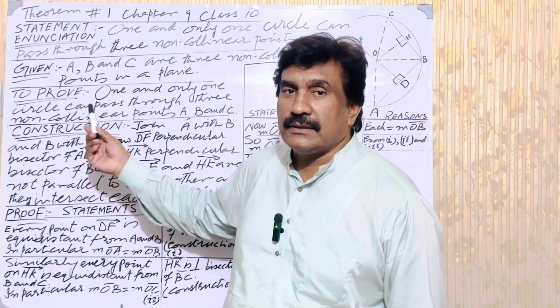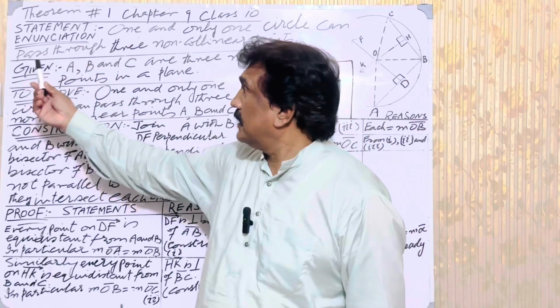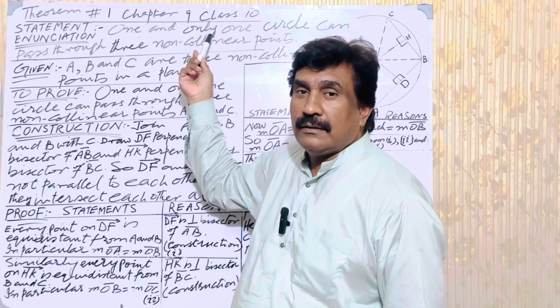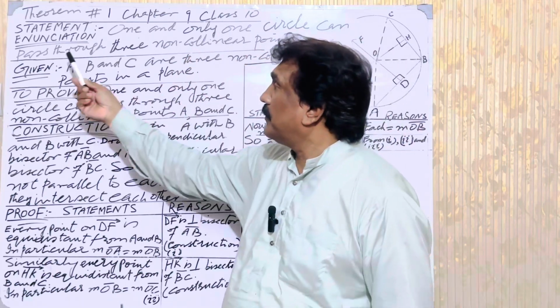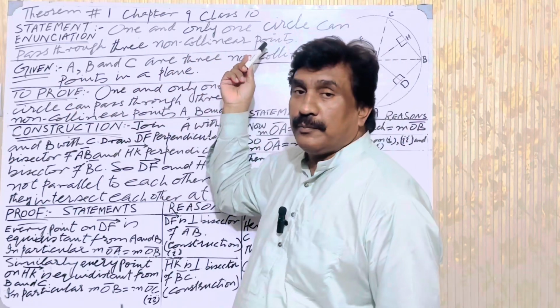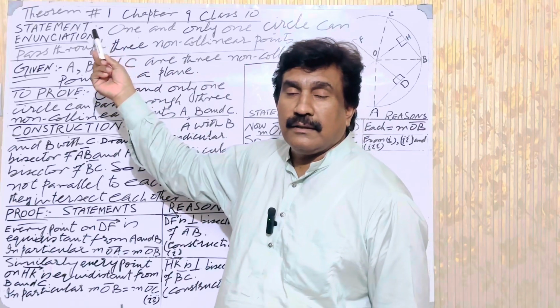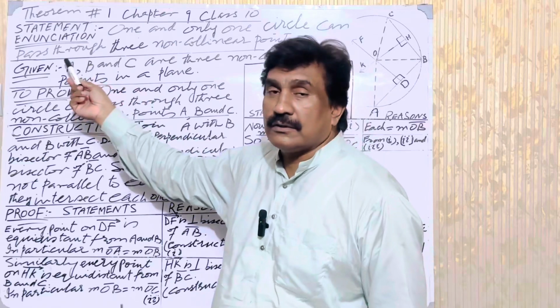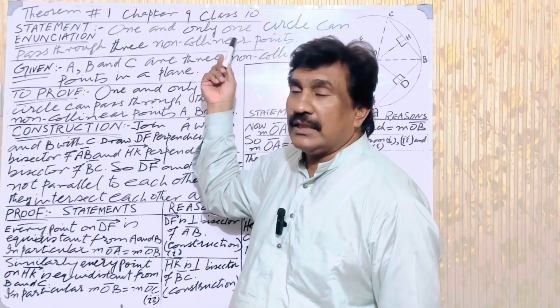So if you look at this, look at the statement. It is written, one and only one circle can pass through three non-collinear points. What is the statement? One and only one circle can pass through three non-collinear points.